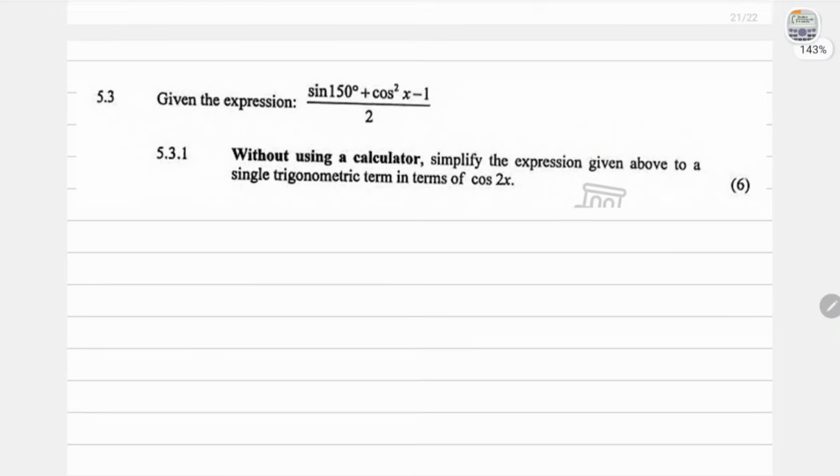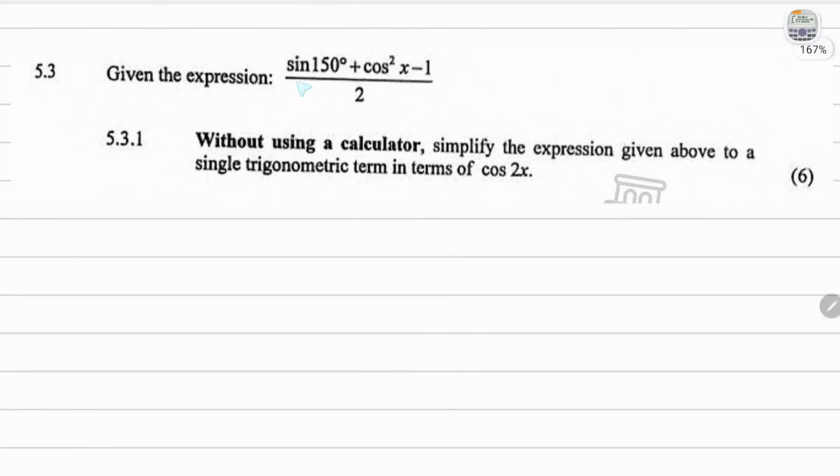Okay, so we have 5.3, and 5.3 says, given the expression sine 150 plus cos squared x minus 1 over 2. 5.3.1 says, without using a calculator, simplify the expression given above to a single trigonometric term in terms of cos 2x. So that seems like the only challenge they're now putting in this expression, where you have to simplify it in terms of cos 2x. So cos 2x has to be in your answer, the simplified answer for this.